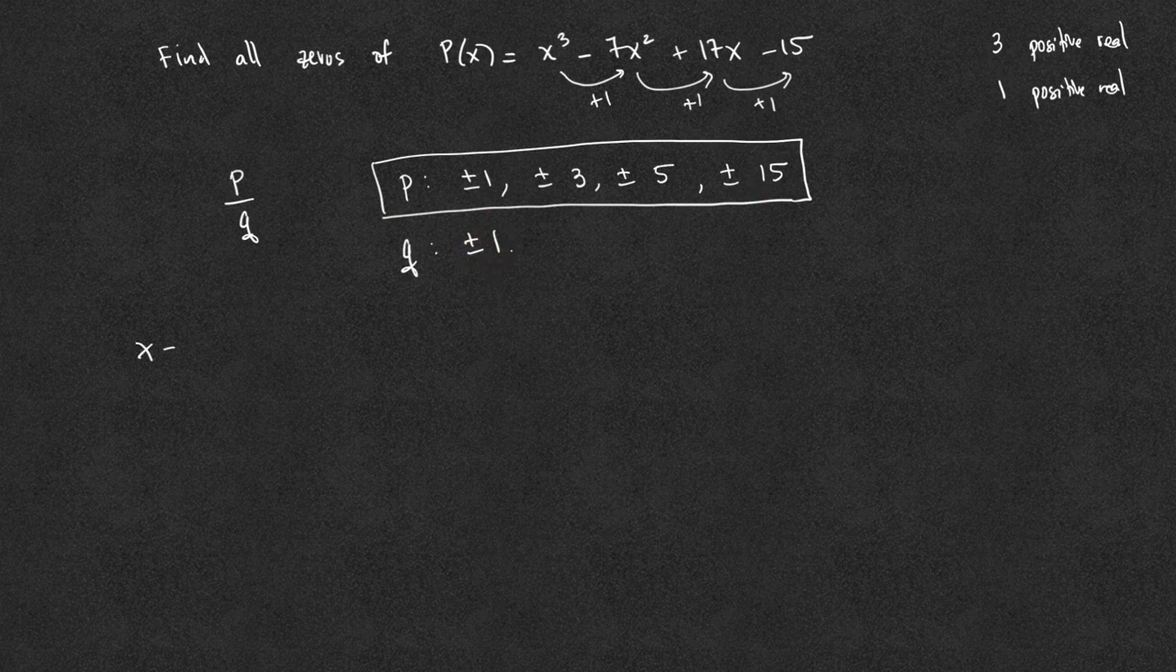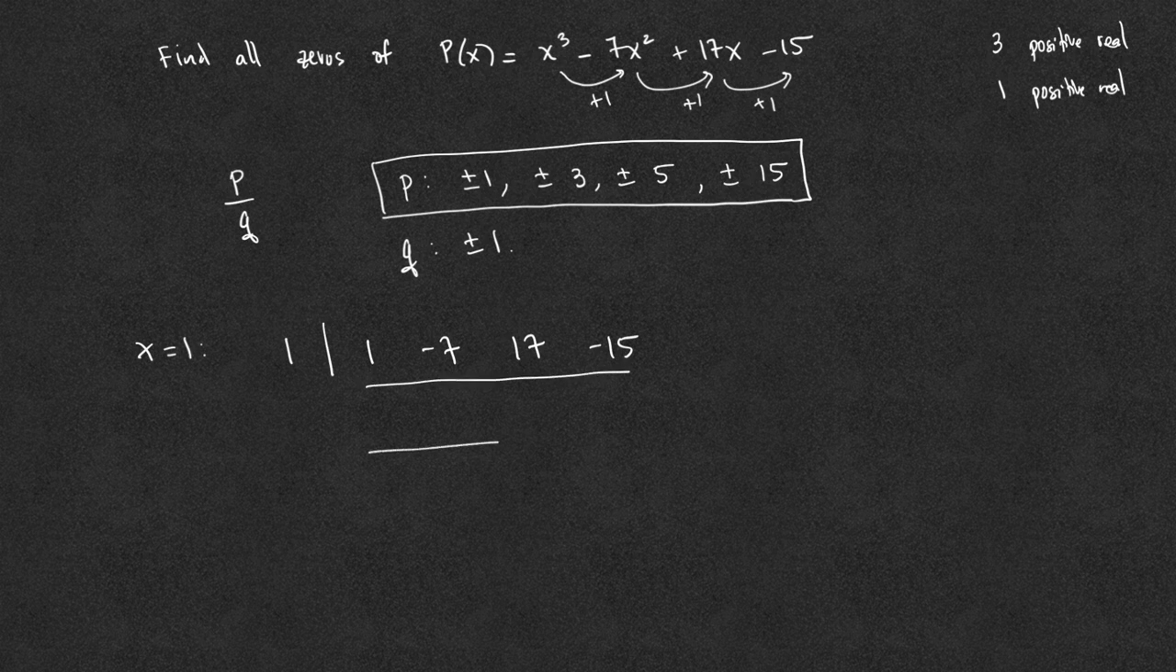Checking if x equals 1 is a real zero, we perform synthetic division. We write k equals 1, draw the vertical line, and write the coefficients of the polynomial starting with the leading coefficient. The leading coefficient of x cubed is 1, the coefficient of x squared is negative 7, the coefficient of x is 17, and the constant coefficient is negative 15.